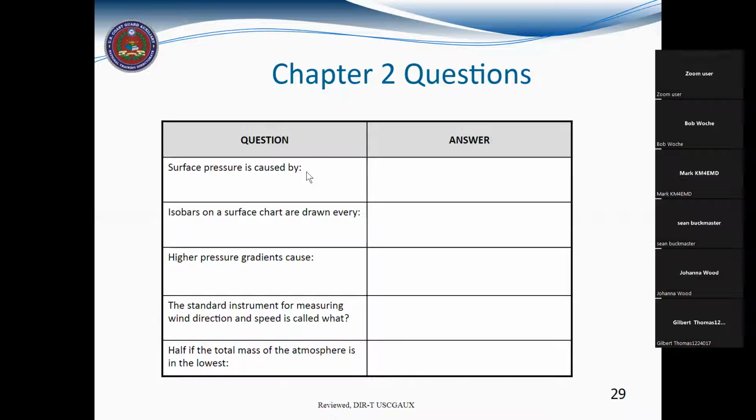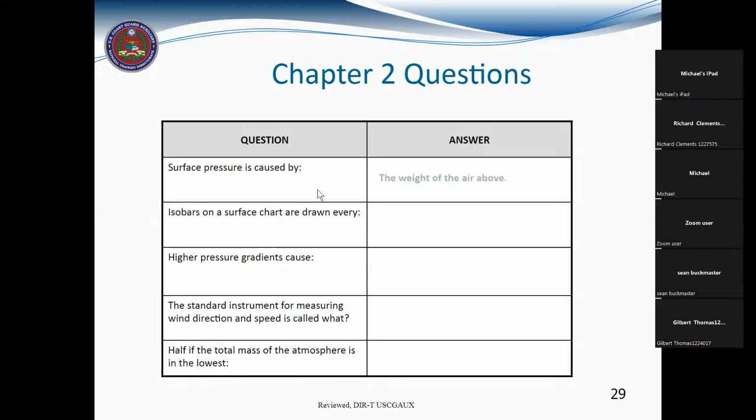Johanna, you there? Sean, I know you know the answer. You got a 96 on the test. Go ahead, Johanna. I don't know. Gilbert I Thomas, you want to take a crack at this one? Surface pressure is caused by what? Jeff Link, take a shot at this one. I think it would be the weight of the atmosphere above it. Right. And what is that called?